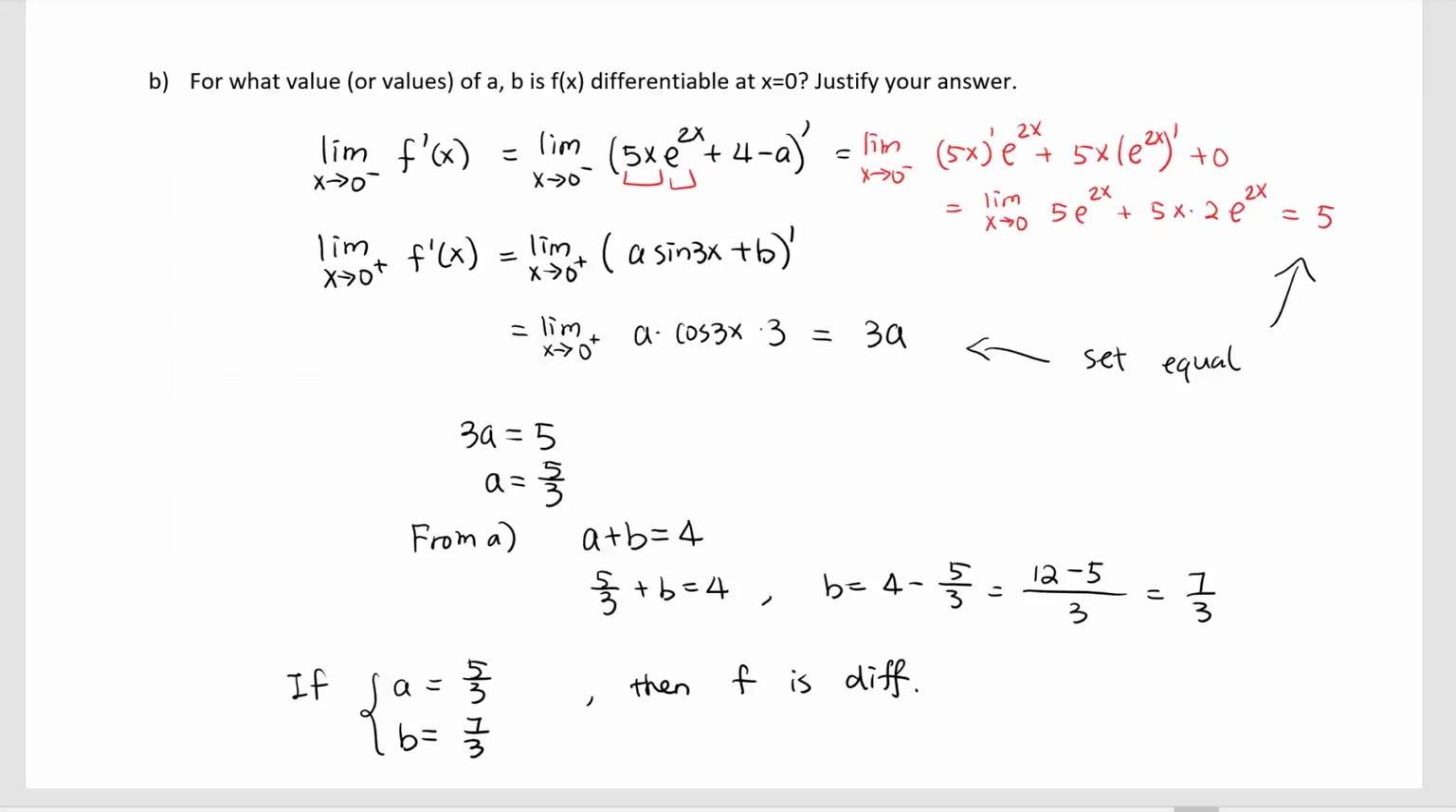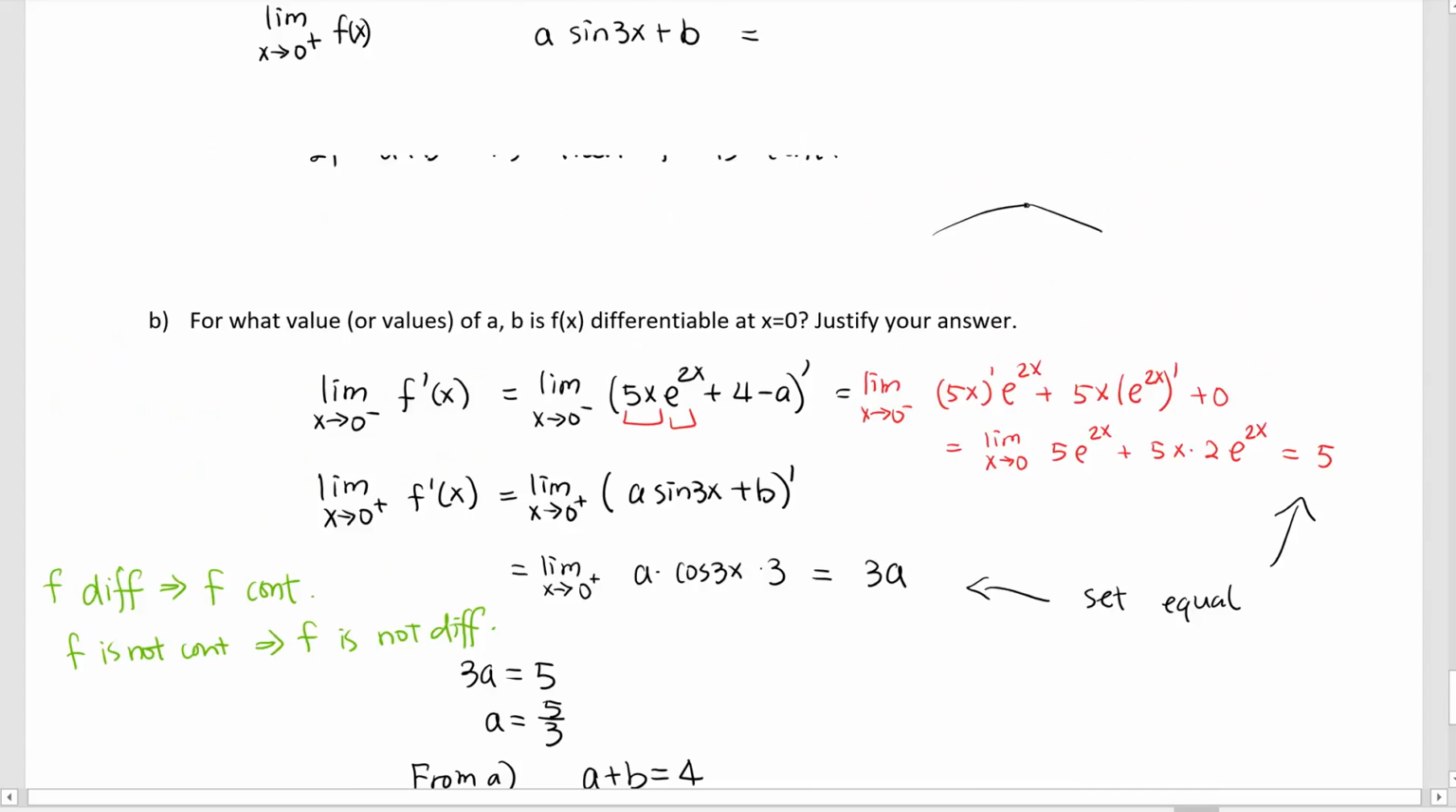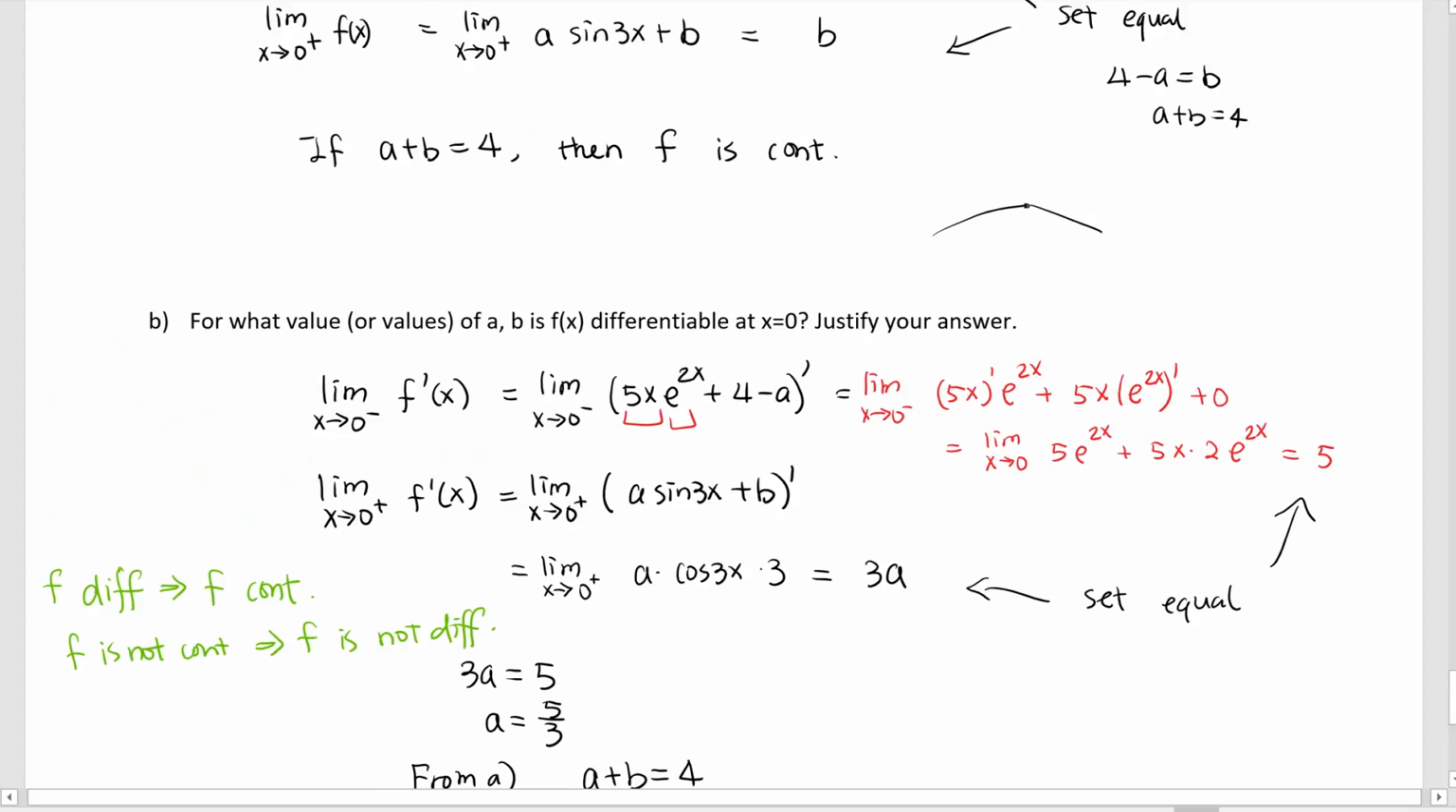Differentiable implies continuous, okay? And not continuous implies not differentiable. So in order to be differentiable, the function has to be continuous first, because if it's not continuous, then it's not differentiable. That's why we still need to combine the condition we get from part A.